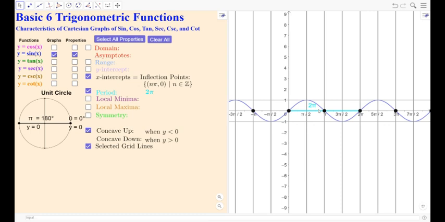And when a graph changes from concave up to down or from concave down to concave up, that's called an inflection point or point of inflection. And notice that the x-intercepts are exactly the same as the inflection points. And that's going to be true for all of the trig functions that we look at here. If it is an x-intercept, it will also be an inflection point. So those that have x-intercepts, those x-intercepts are also inflection points, and that's the only inflection points they have. Okay, so that's x-intercepts and inflection points.